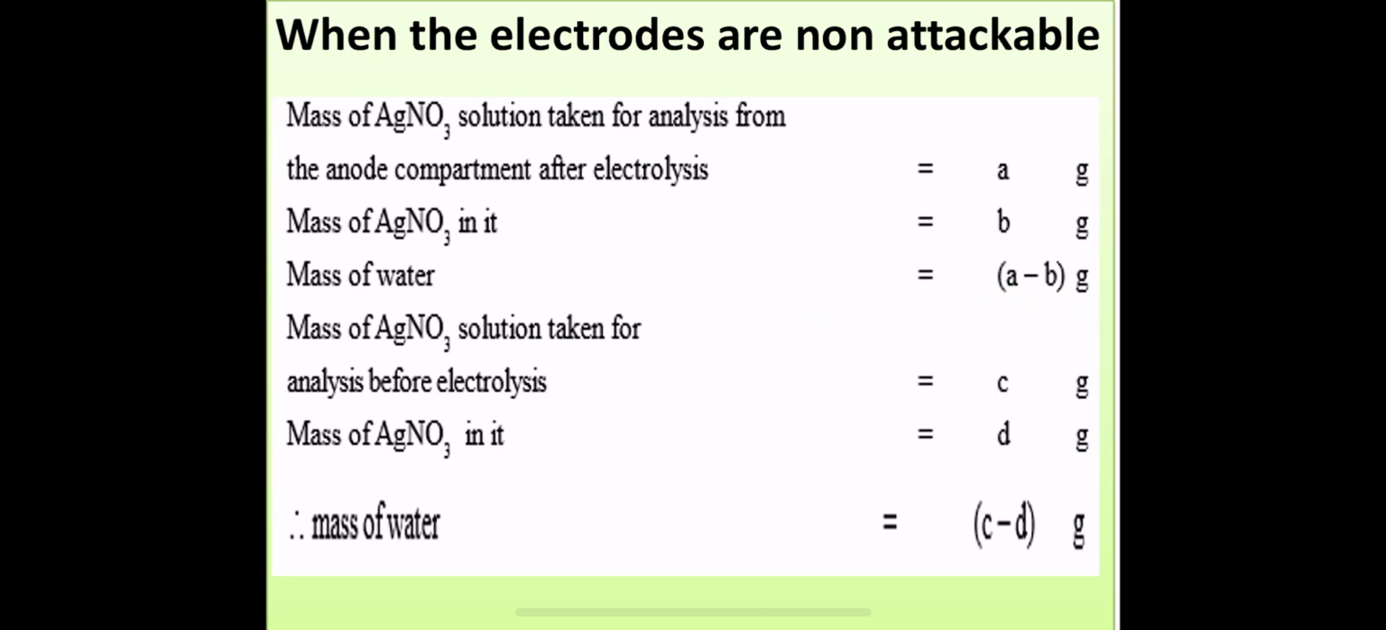And next is the same thing, the mass of AgNO3 solution taken for analysis before electrolysis, that is before passing the current for 2 to 3 hours. So what was the mass of AgNO3 solution taken? That is called C grams. And the mass of AgNO3 in it before electrolysis, let me call it D. And the mass of water before electrolysis. This is before electrolysis and this is after electrolysis, so that you can see the difference. The upper part is after electrolysis and this is before electrolysis, so the mass of water is C minus D.